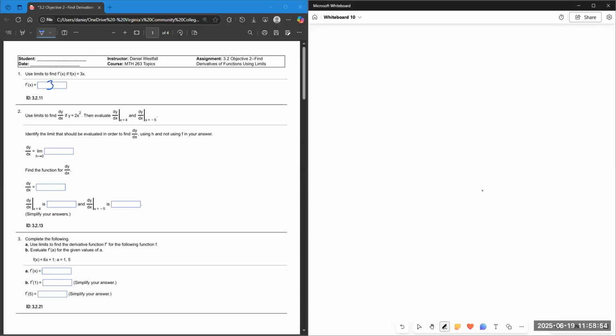All right. Let's look at this next one where y is equal to 2x squared. I want to find dy dx, which is going to be the limit as h goes to 0 of 2 times x plus h squared minus 2x squared over h. Take a quick look at how they want this formatted. They want me to expand this.